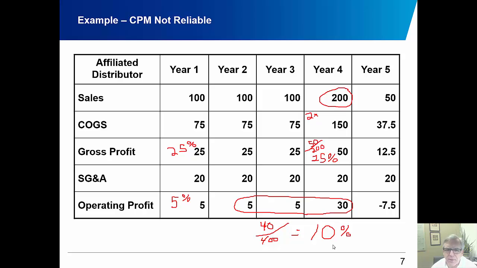If we go back up and look at COGS, we can see that those have gone up. If sales doubled, COGS doubled, they charged us the same price per unit. Our gross margin didn't change. All of this swing in profitability has to do with the fact that we had a very good year, sales doubled, but our SG&A remained at 20.